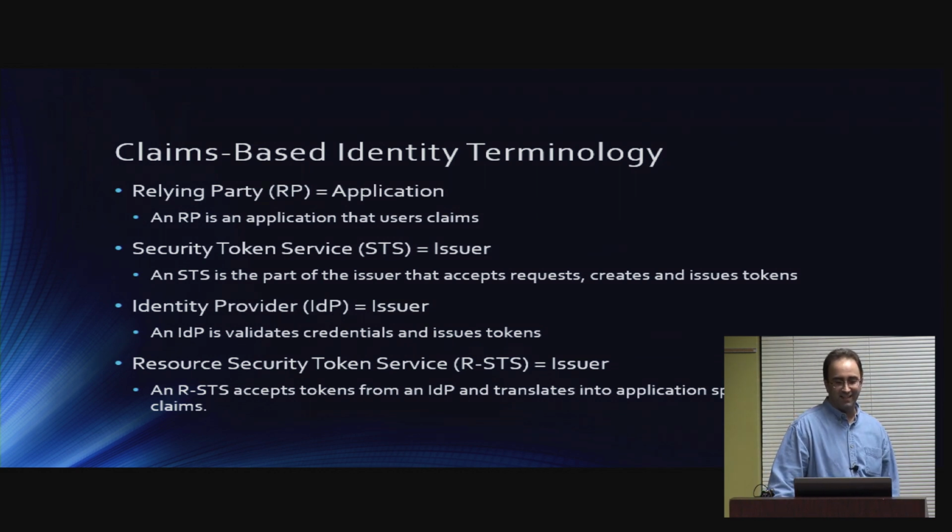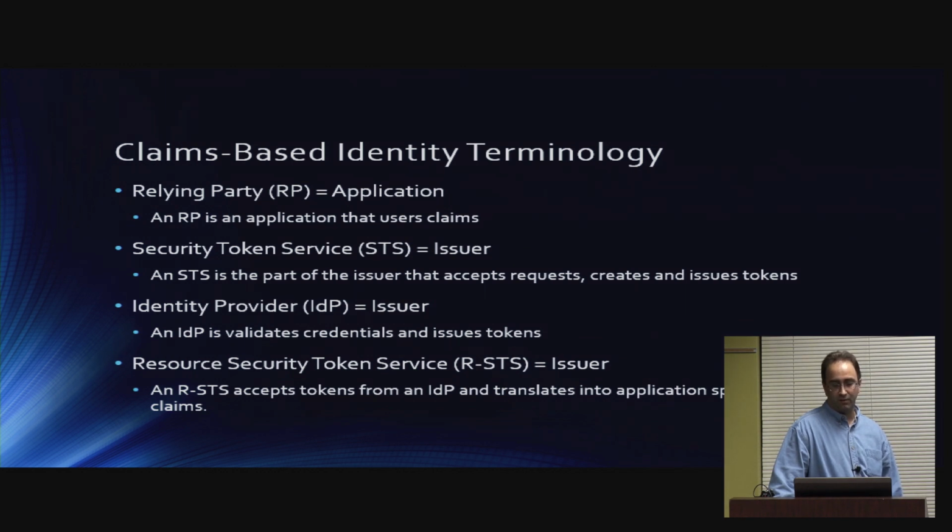Some more claims-based identity terminology. If you're familiar with claims-based identity, if you've heard a little bit about it, a lot of times you'll hear multiple things called the same. So a relying party, simply, that could be an application. An RP is an application that uses claims. Security token service, another word for an issuer. An STS is the part of an issuer that accepts requests, creates, and issues tokens. The identity provider, also an issuer. The identity provider validates credentials and issues tokens.